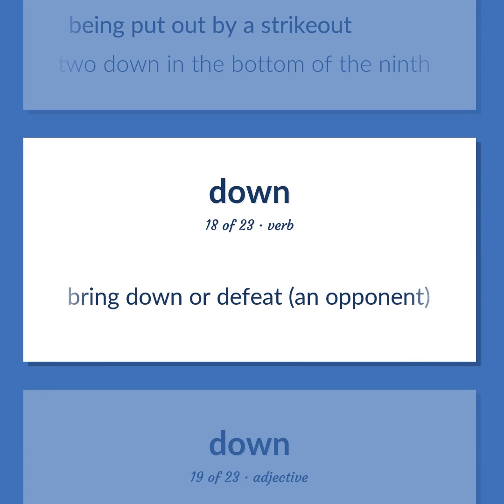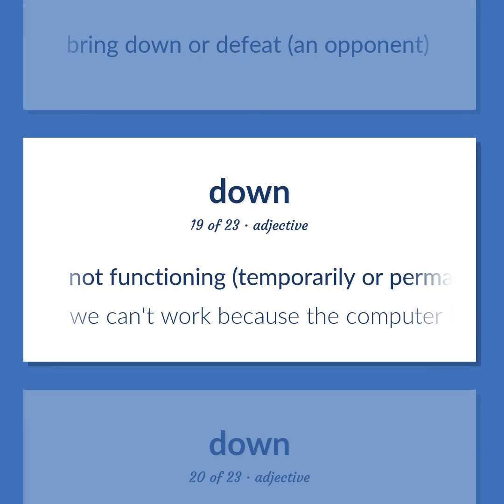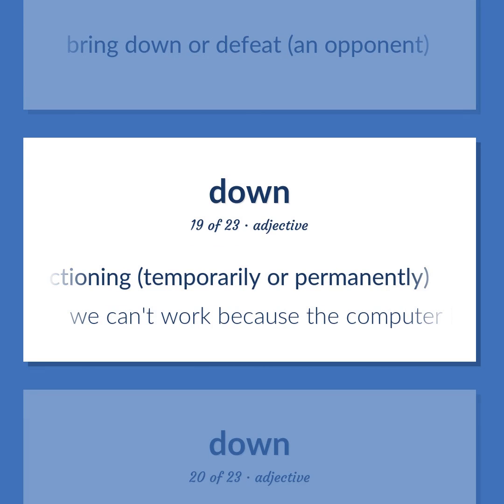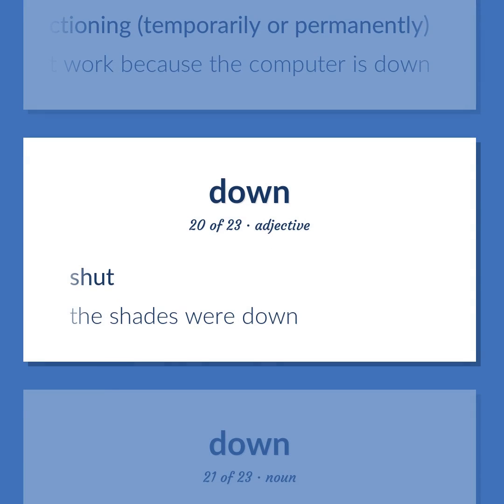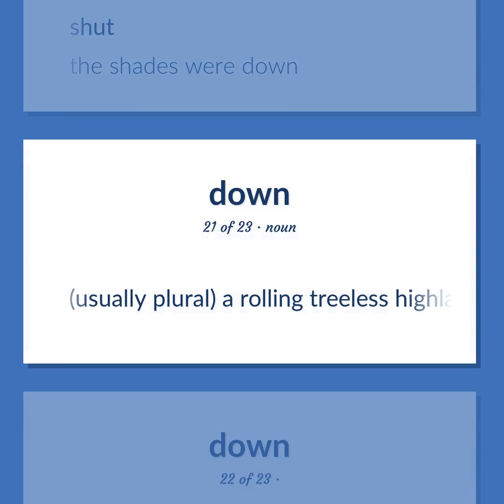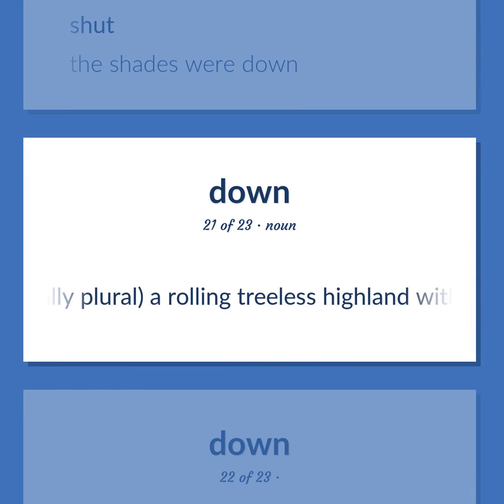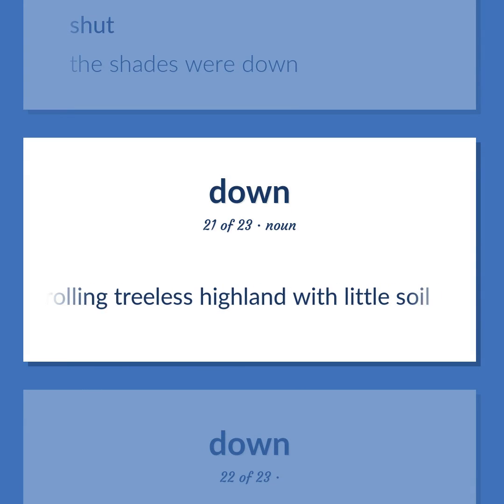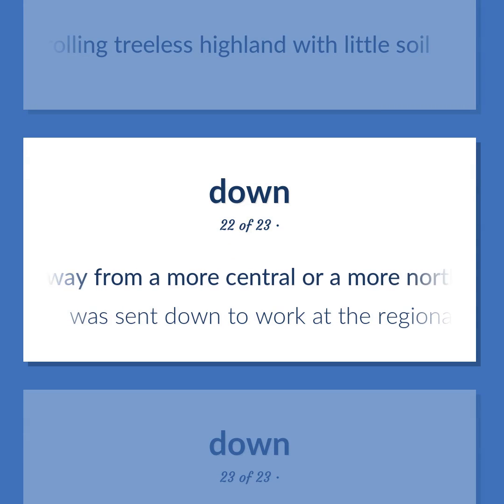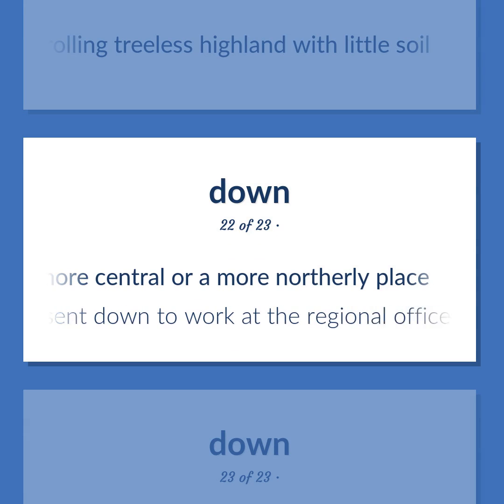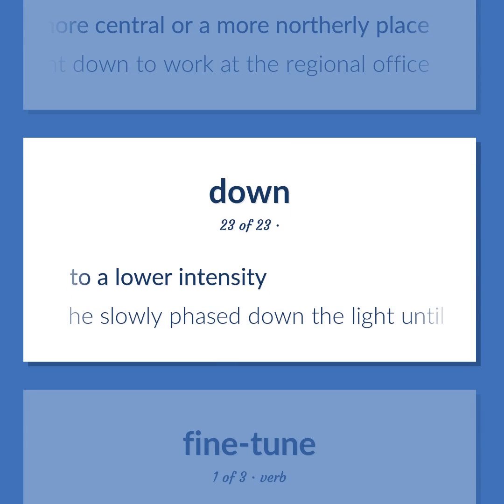Bring down or defeat an opponent. Not functioning, temporarily or permanently. We can't work because the computer is down. Shut. The shades were down. Usually plural, a rolling treeless highland with little soil. Away from a more central or a more northerly place. Was sent down to work at the regional office. To a lower intensity. He slowly phased down the light until the stage was completely black.